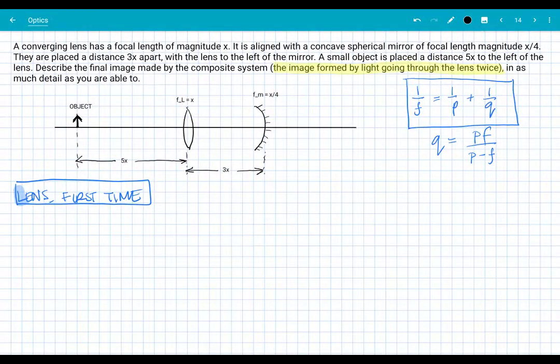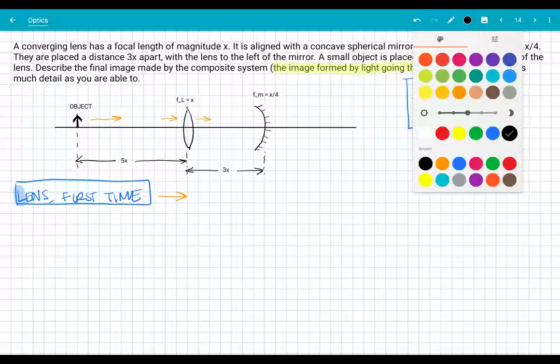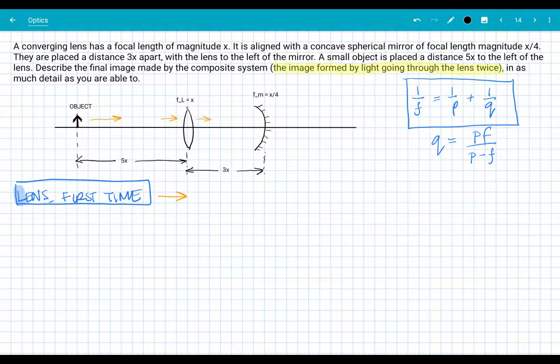So this is the lens for the first time. My light direction is going to be going from the object toward that lens, right? So the incoming light for that lens will be going left to right, and the outgoing light will be going left to right. This is important because it has bearing on our sign convention. For a lens, object distance is positive when the object is on the side of the incoming light. Image distance is positive when the image is on the side of the outgoing light.